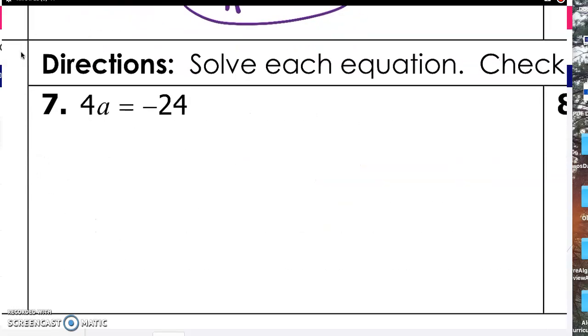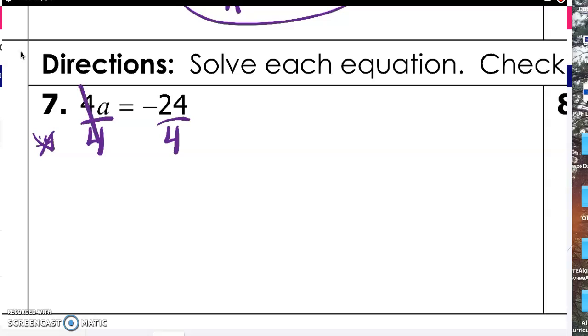Number 7, 4a. You need to remember that when a number and a letter are right next to each other, that means multiplication. Multiplication is the only operation that you don't have to see a sign. Otherwise you would see a plus sign, a minus sign, or a division sign. So if there's no sign, because we don't put the dot in between them anymore, that means multiplication. So to get rid of multiply by 4, I need to divide by 4. And I do want you to use the fraction sign rather than the actual division sign. It will just be a lot easier if we start using the fraction sign.